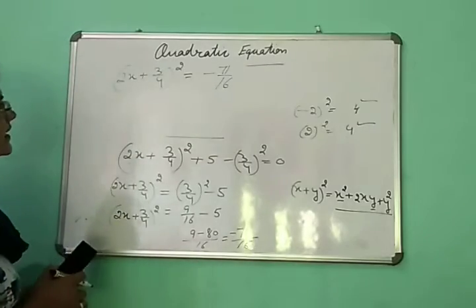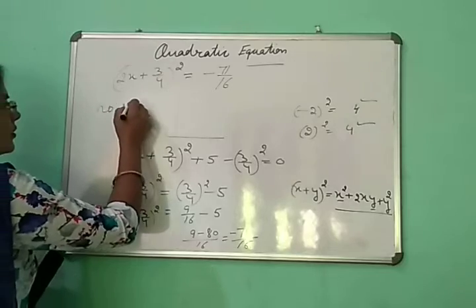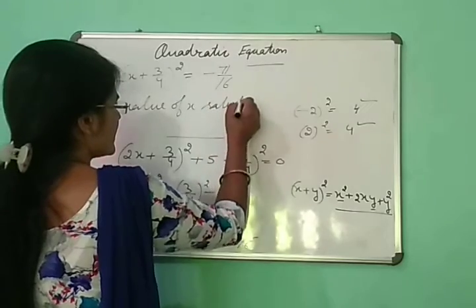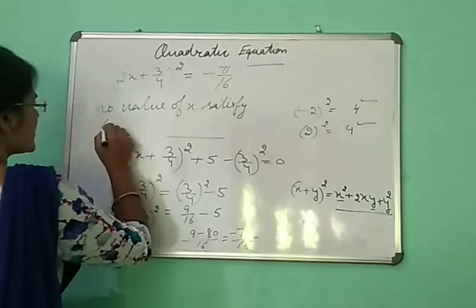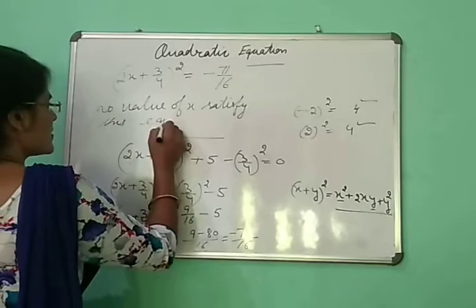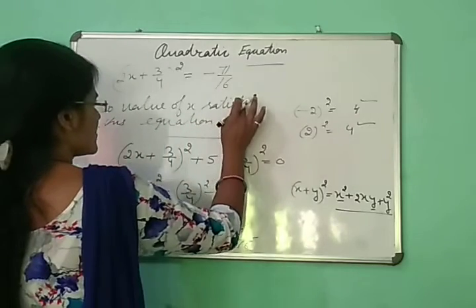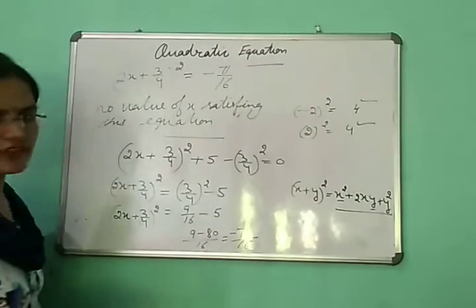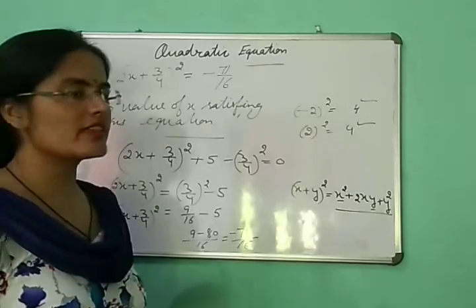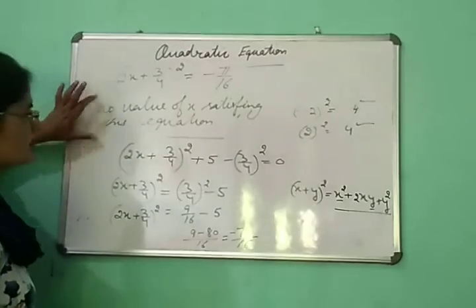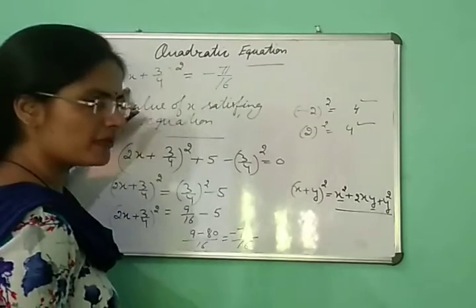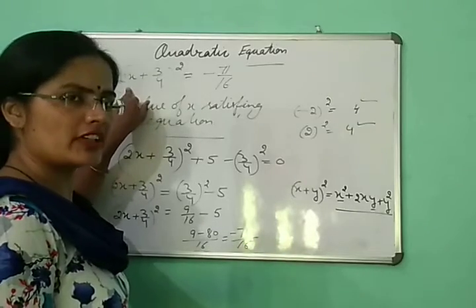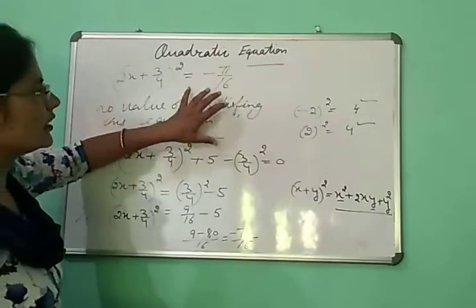So in this case, no value of x satisfies this equation. No value of x is satisfying this equation. So this is also a case when we get no value of x. We are finding the value of x. The value of x is the zero of our quadratic equation, or the solution of our quadratic equation, we can say. So from here we are not getting any value of x.